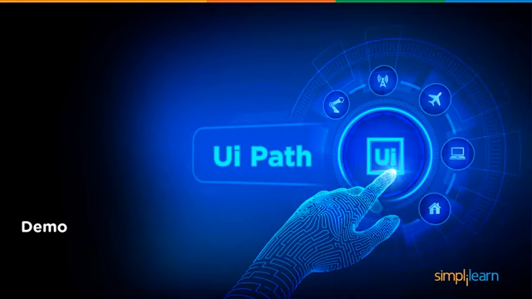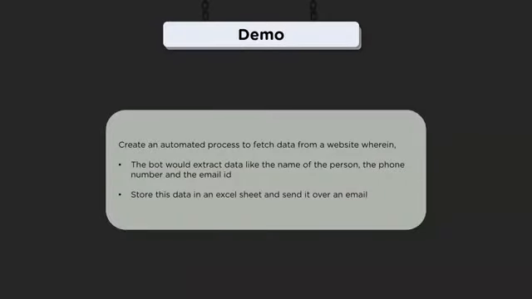Now, we'll do a demo to automate a task using UiPath Studio. So here is what we are going to do in the demo. We'll create an automated process to fetch data from a website, wherein the bot would extract data like the name of the person, the phone number, and the email ID. This data will be stored in an Excel sheet and sent over an email. Now let's get started.